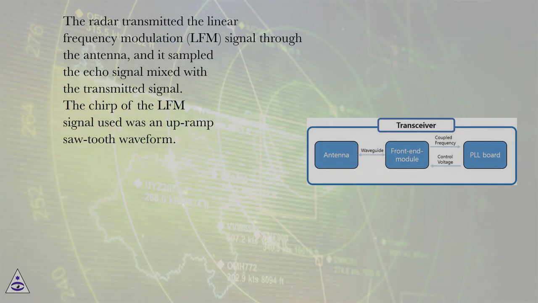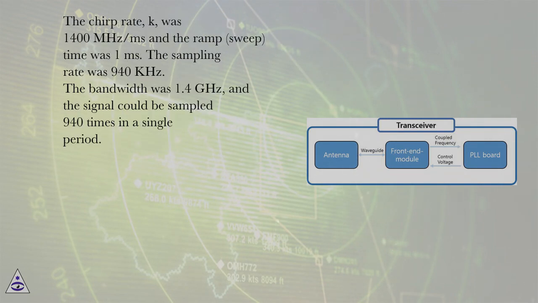The radar transmitted the linear frequency modulation, LFM, signal through the antenna, and it sampled the echo signal mixed with the transmitted signal. The chirp of the LFM signal used was an up-ramp sawtooth waveform. The chirp rate, K, was 1400 MHz/ms and the ramp, sweep, time was 1 ms. The sampling rate was 940 kHz.